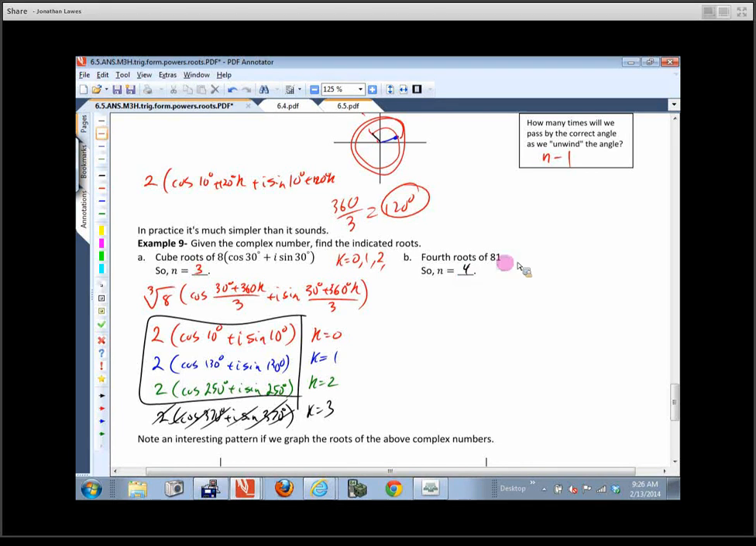Now, here's what people struggle with. They look at this and they go, wait, 81, I can just take the 4th root of 81, I can plug that into my calculator, it gives me an answer. But it doesn't give you all the answers, it doesn't give you all the complex answers. Okay? So, the first thing we want to do is we want to write this in trig form.